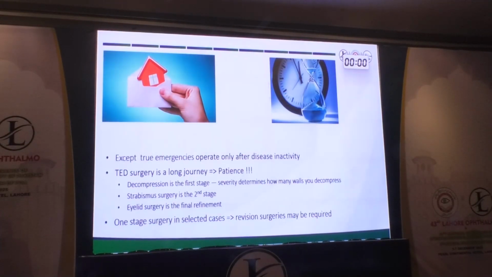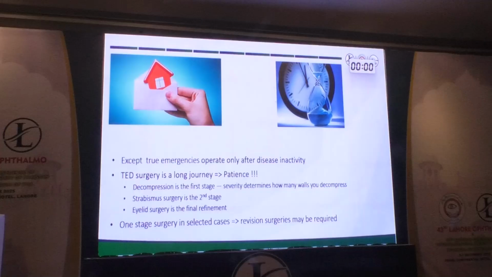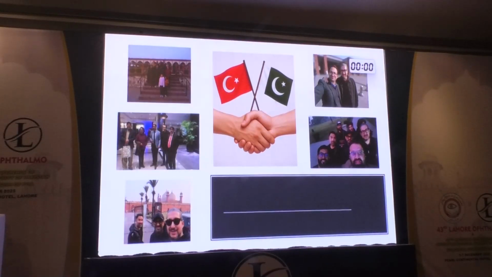So as a take-home message, except true emergencies, we have to operate after the disease inactivity. The surgery itself is a long journey, so we have to be patient, and also the patient has to be patient. Decompression is the first stage, strabismus second, and eyelid surgery is the final refinement. One-stage surgery is possible in selected cases, but we have to warn the patient about the possibility of revisions. Thank you.